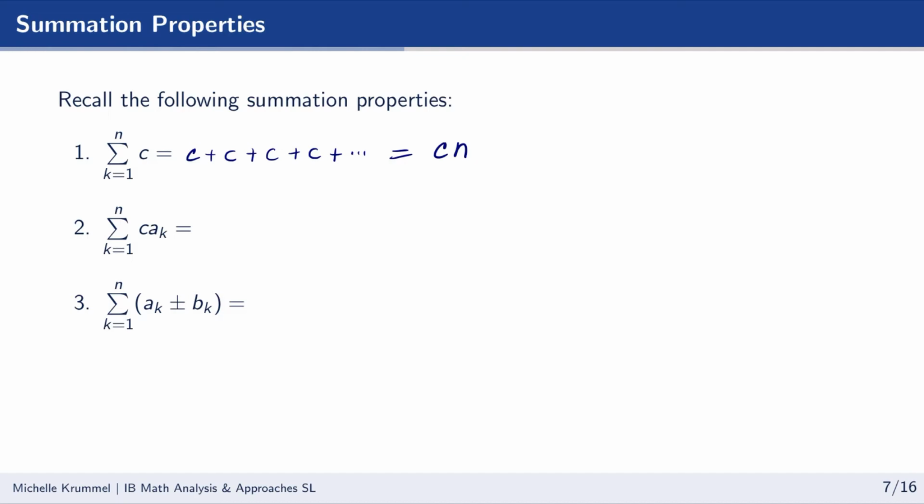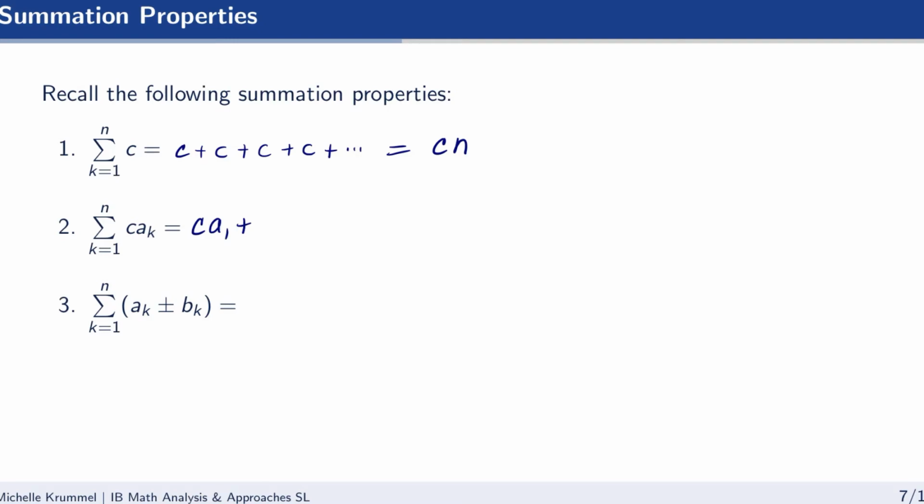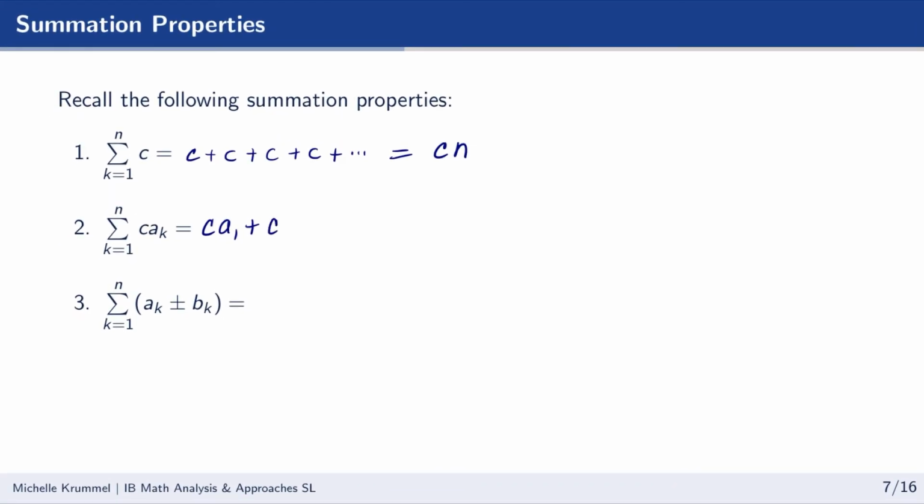Property number 2, we have c as a constant multiple. So if I were going to work this out the long way, starting with k equals 1, it would be c times a sub 1. When k equals 2, for the next term, we get c times a sub 2, then c times a sub 3, and so on.